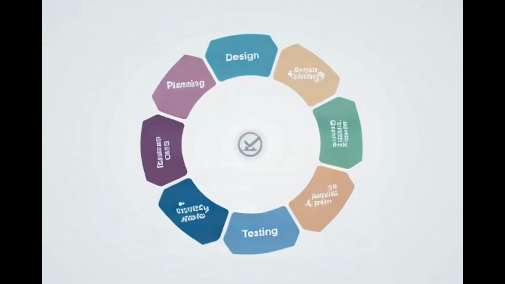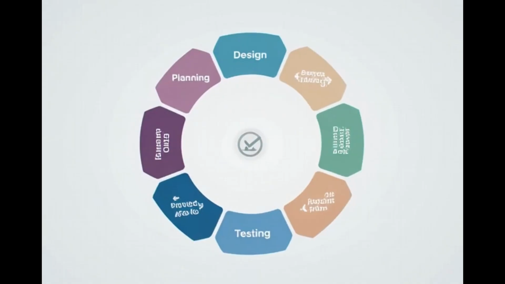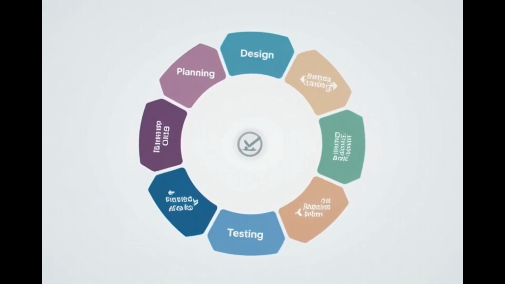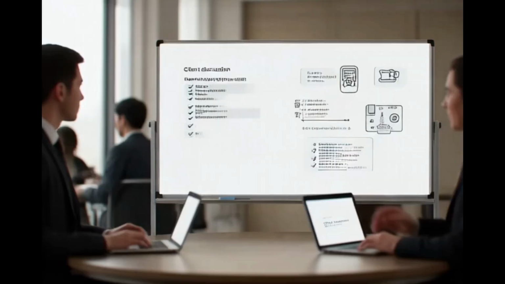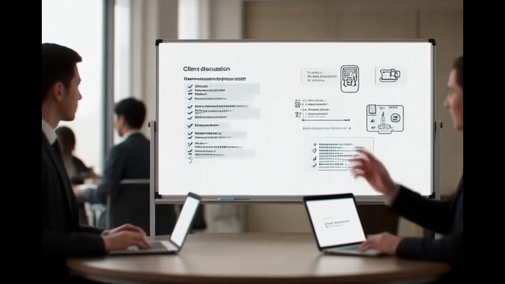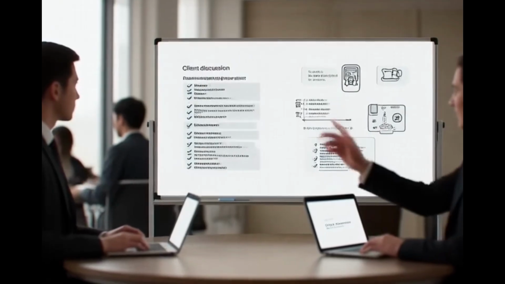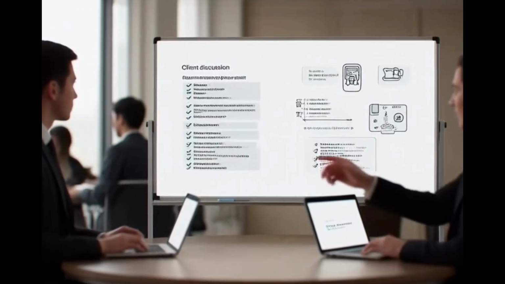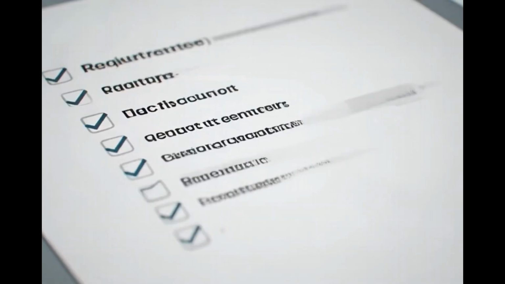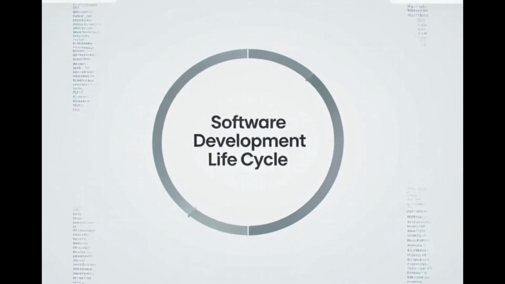SDLC is important for reducing risks and improving efficiency. It improves planning, reduces errors, and ensures better software quality. Now, let's explore the main phases of SDLC. The first phase is requirement analysis. Developers gather and analyze user needs and expectations.